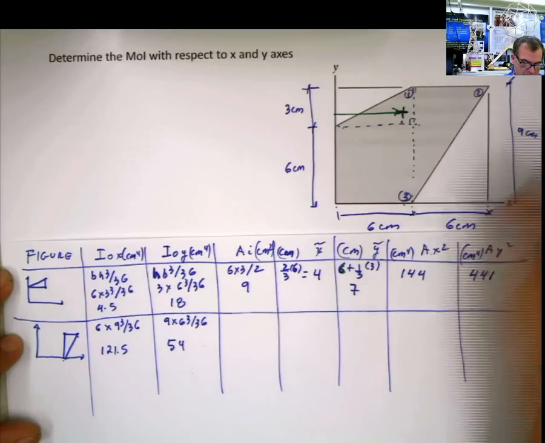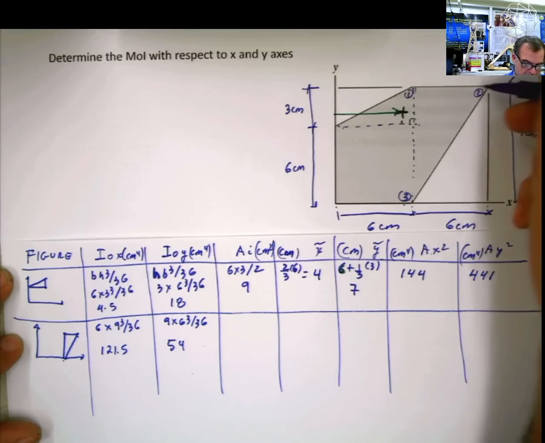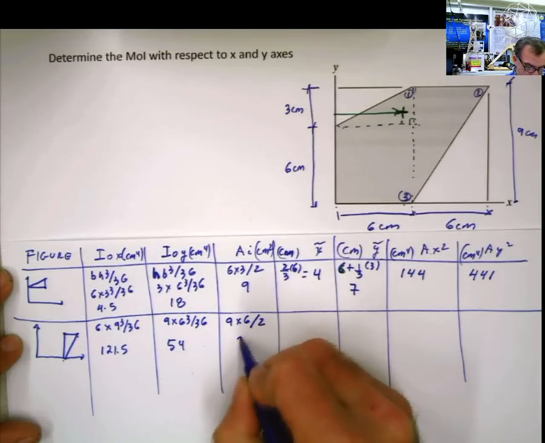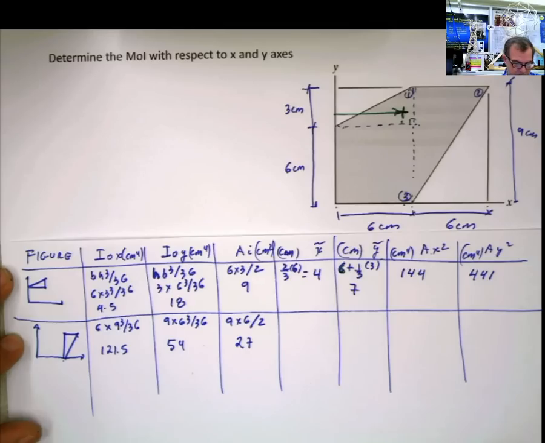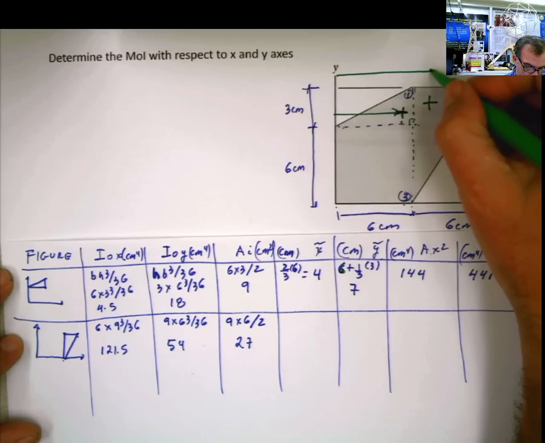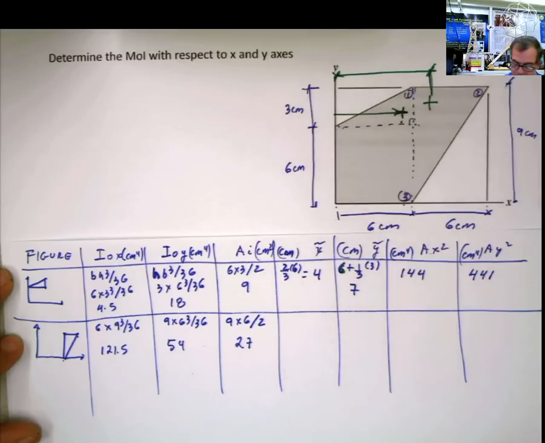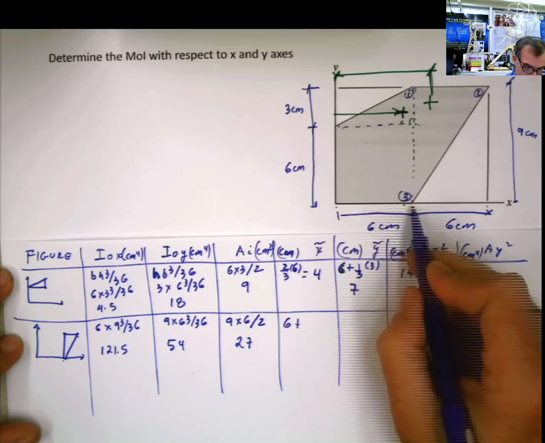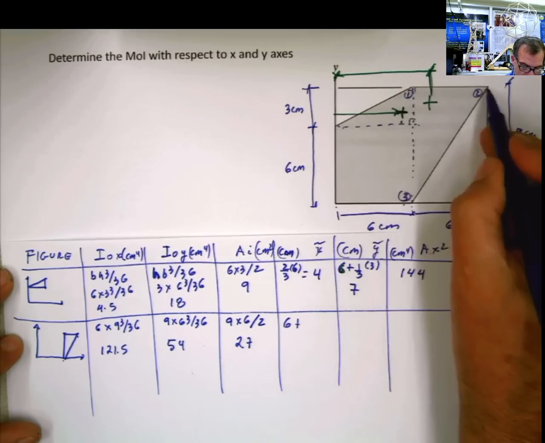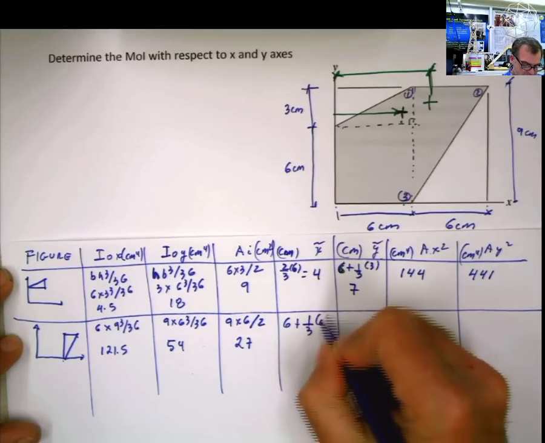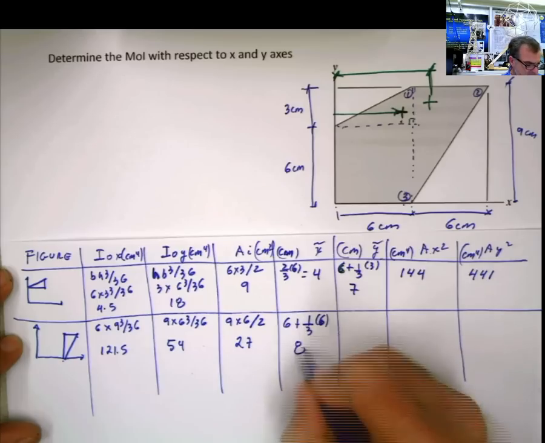What is the area? Area is 9 times 6 divided by 2, or 6 times 9 divided by 2, which is the same thing. 54 divided by 2 is 27. And then x, what is x? Well, x is the distance, measuring x, of course, between the centroid of the figure 2 and my axis. What is that distance? Well, that distance is going to be 6 plus, and from here is 1/3 of the base, 1/3 of this distance. That means 1/3 of 6, which is 2 plus 6, 8.